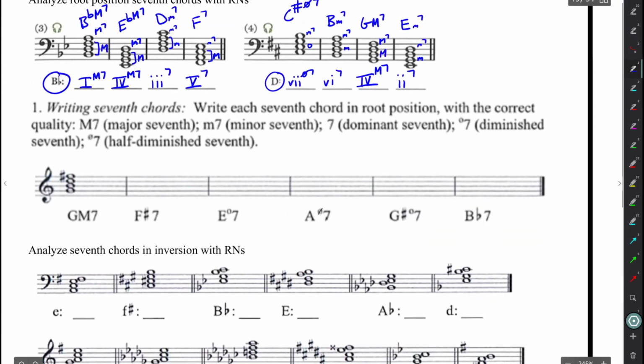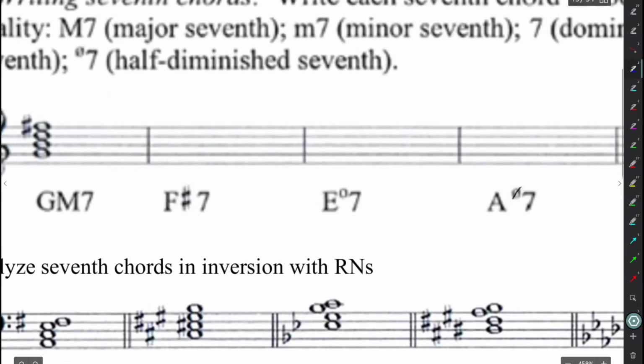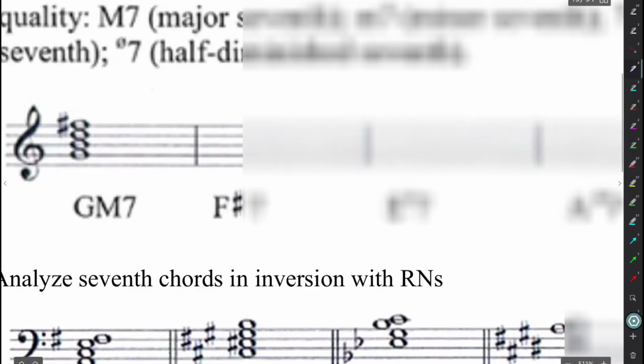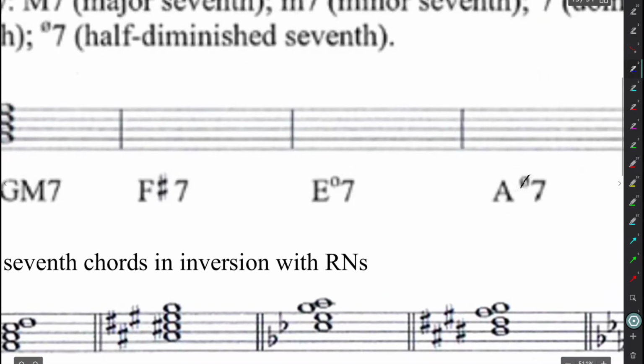In the next example, we reverse roles. Now we are notating the 7th chords. Write each 7th chord in root position with the correct quality. The first one has been done for us, so let's take a look at the second one here. F sharp 7. F sharp is the root, so I'm just going to write an F sharp.